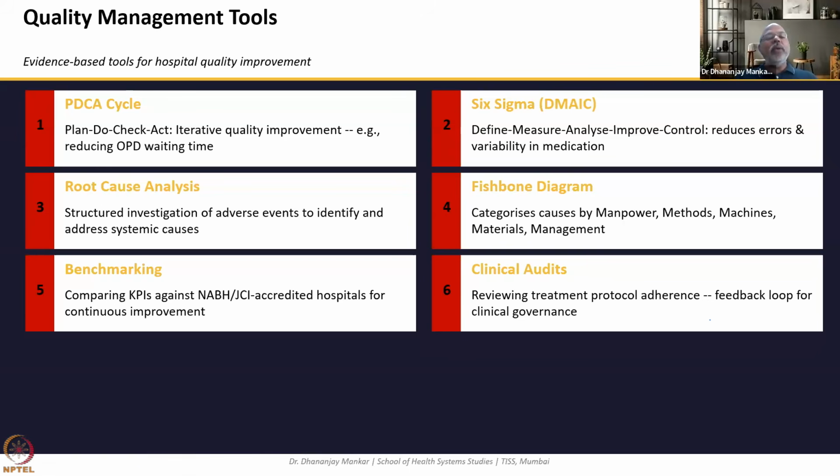The PDCA will do the plan, do, check and act, which is a very important cycle, and I think this hospital issue can be solved in one cycle itself. You don't have to repeat PDCA over here. Many times if the problem is very chronic, you need to repeat it also. So this is a very iterative quality improvement tool, and reducing the OPD waiting time is one reason PDCA can be very effectively used to solve the major problem.